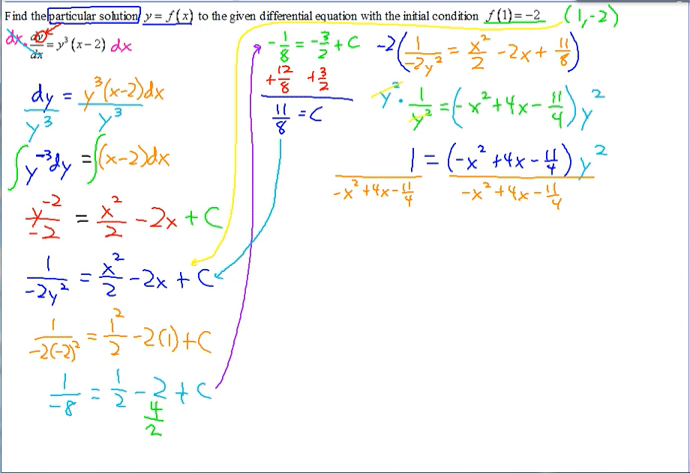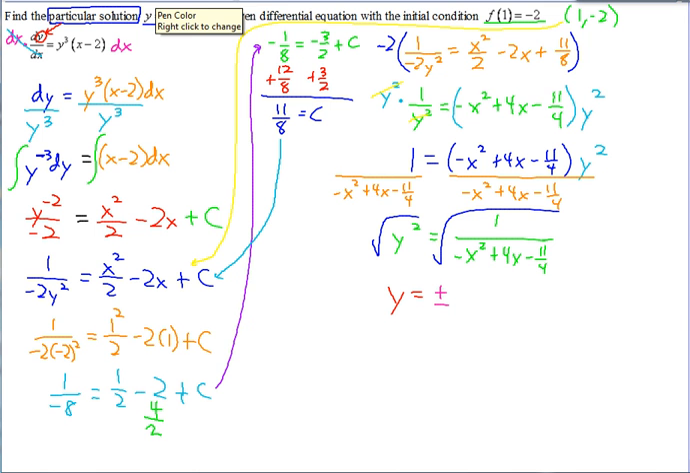So now, if we just switch the sides around, we'll have y squared equals 1 over -x squared plus 4x minus 11/4. Now, to isolate the y, the next thing you do is you take the square root of both sides. So now we just have y equals, but we've already taken an even root of both sides. Remember, the first thing you need to add in front is plus or minus.